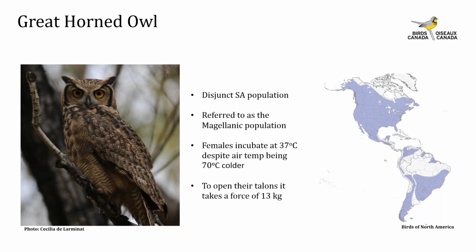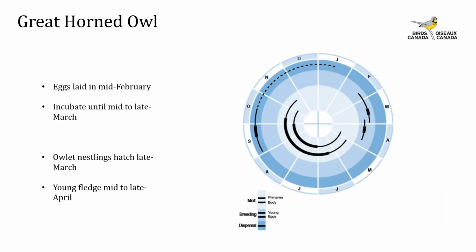Another interesting fact is that females will hold egg temperatures at 37 degrees Celsius, even if the ambient temperature outside is 70 degrees colder. They also have extremely strong talons, which take a force of 13 kilograms to open. To get a sense of how strong that is, that would be the equivalent of trying to open the bite of a German Shepherd.